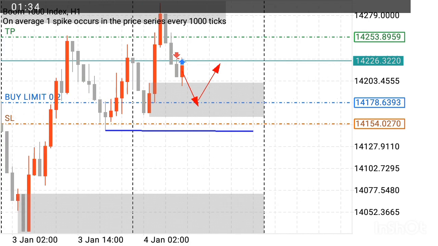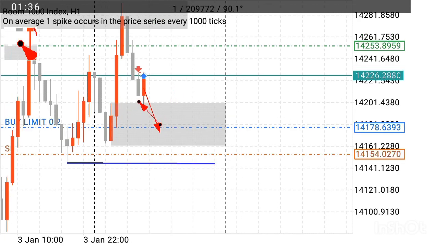I know once it taps into this zone, it's going to start spiking up. And the funniest thing is it can now sell down to tap into my zone and then start pushing up, or it can keep pushing up from here. So this is how to trade Boom and Crash.